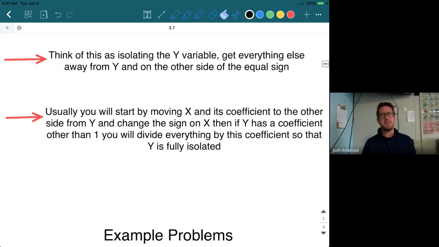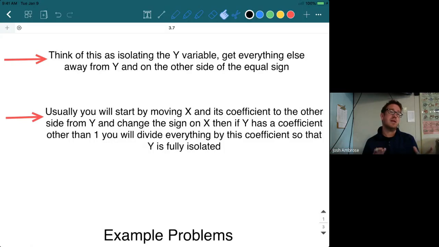All right. And to even simplify it, basically you're isolating the y variable. You're getting everything away from y. That includes a constant value, that includes the x, that includes any coefficient that might also be with y. Everything is gone, therefore it just says y equals, and that's it. So as the last note says here, usually that starts by moving x and maybe the coefficient that is with x to the other side.